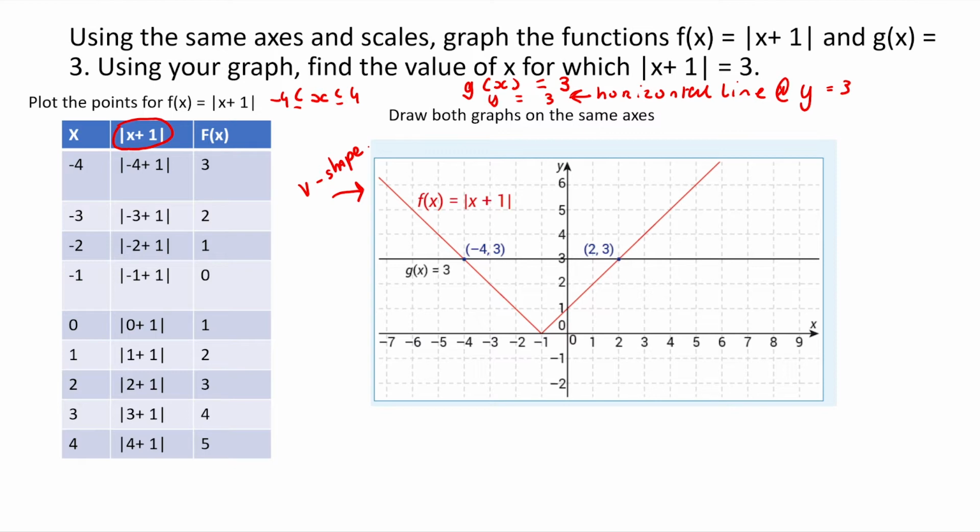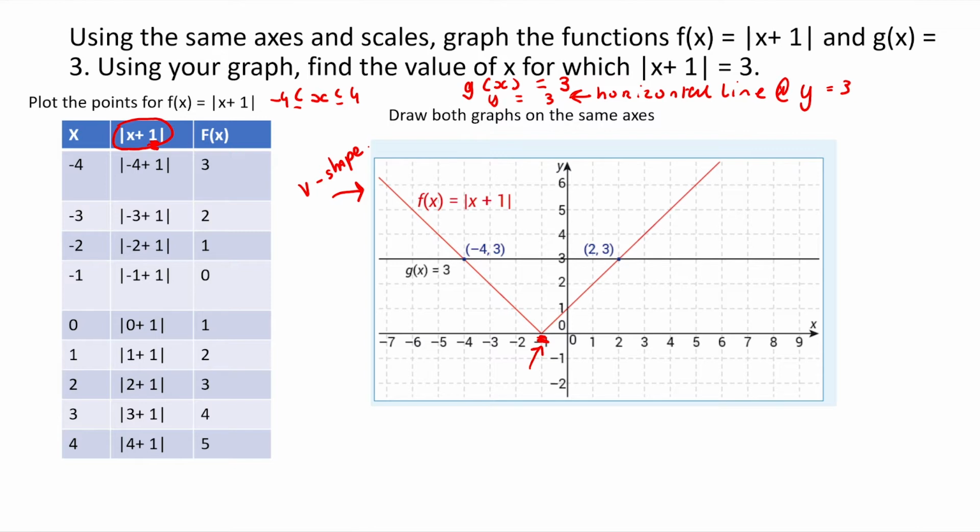You should also note that the graph is symmetrical about this translation. Okay, so x minus 1. Okay, so your graph is symmetrical about the translation on the x-axis.